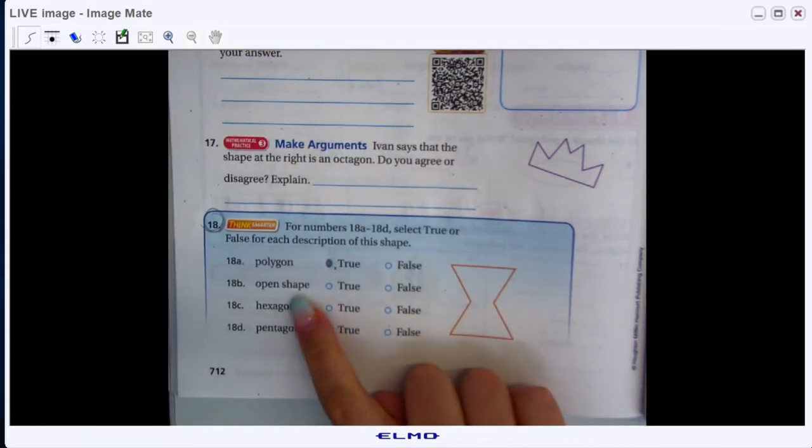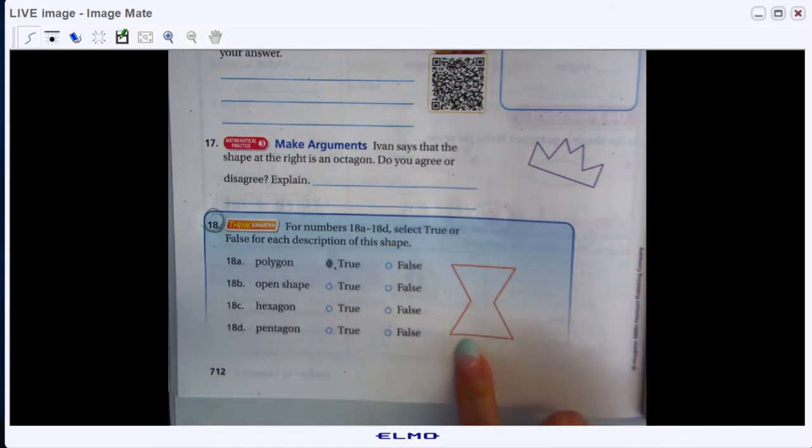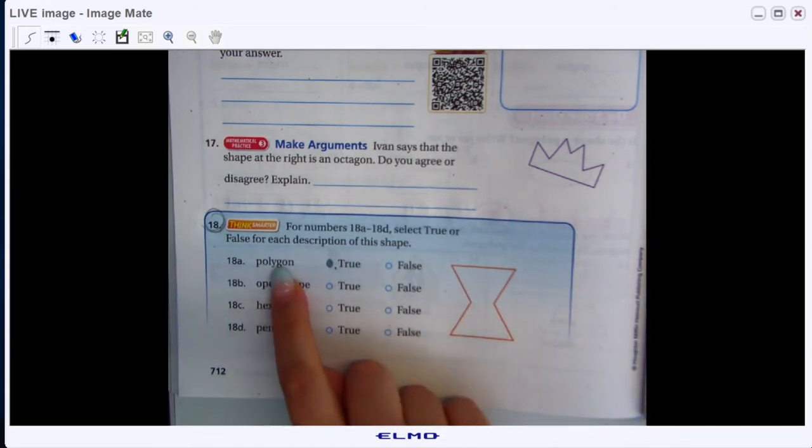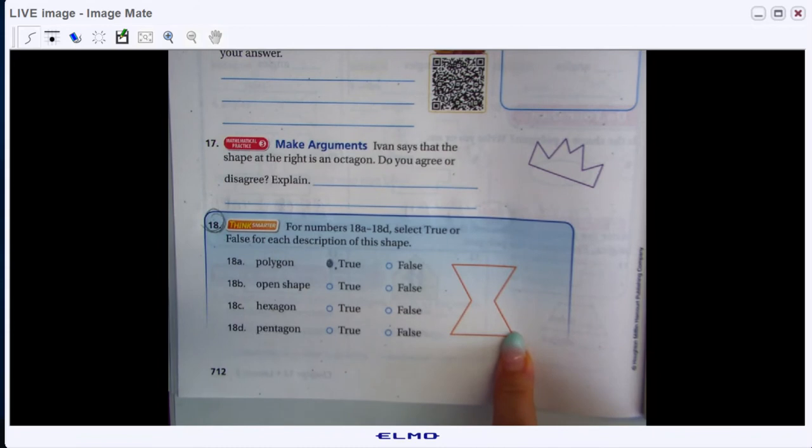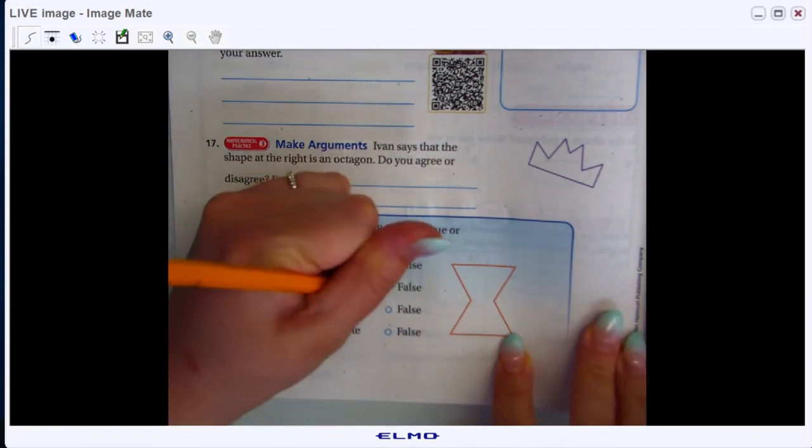Next, is this an open shape? No. If it was an open shape, then it wouldn't be a polygon. And we can also see here that it's not open, it's closed. So we're going to go ahead and mark this as false.